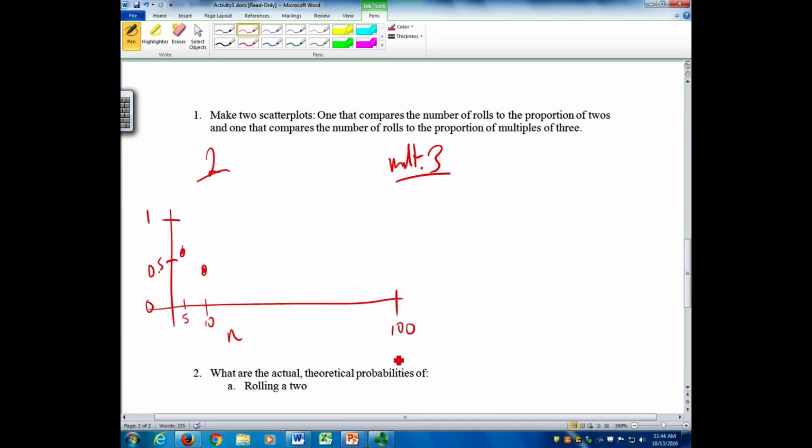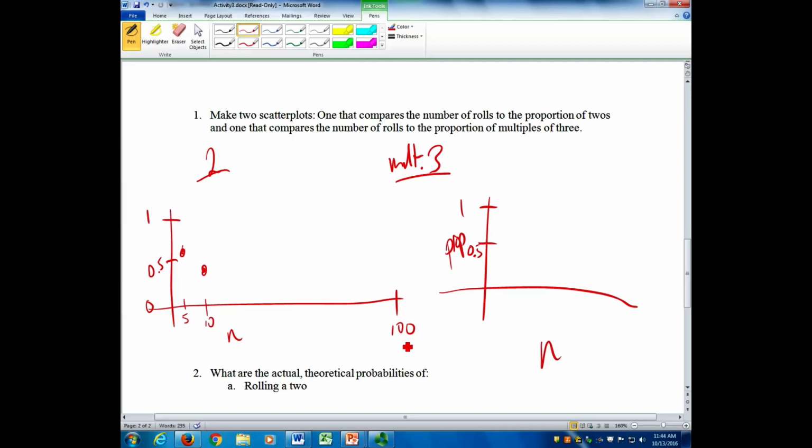Does that make sense? Yeah. And do the same thing for multiples of 3, with proportion between 0 and 1. And go ahead and plot that for me, okay? And then answer a couple questions. That's all. I don't think it'll take you more than 15 minutes. It's pretty easy.